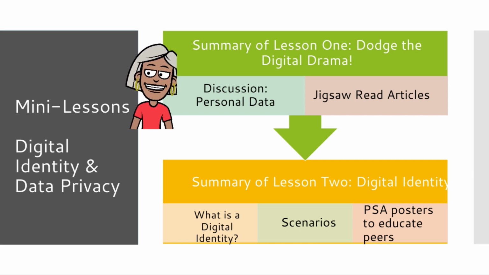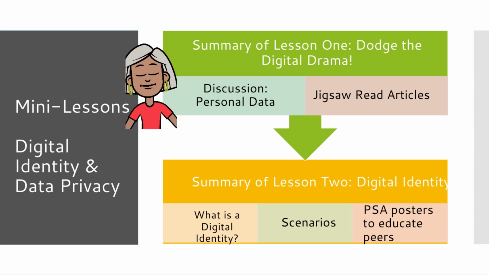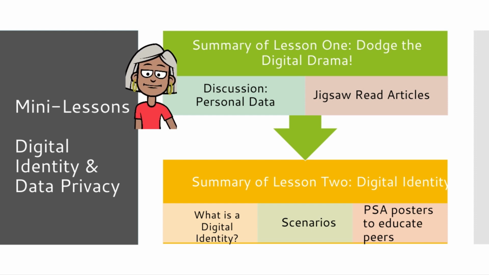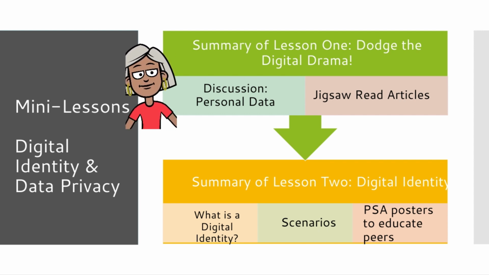Next, we looked at scenarios and predicted the outcomes. Students were mortified at the outcomes, but some could make personal connections to either their choices or the choices of siblings. We extended this lesson with public service announcements. Groups made posters to make their peers aware of the importance of protecting their digital identity, as well as be aware of their digital footprints.